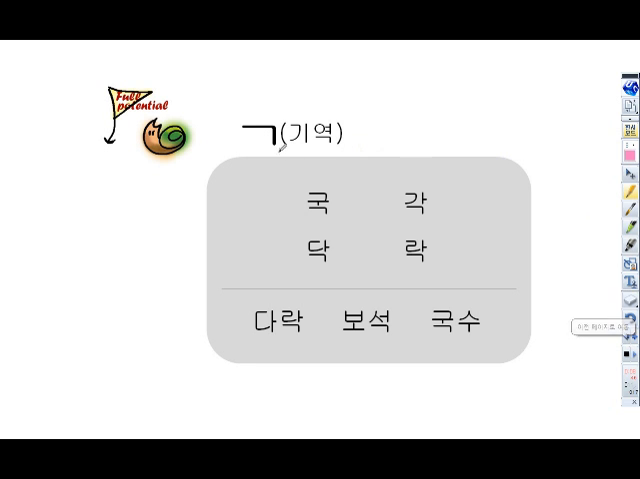This is 기역. If this consonant comes at the end of the syllable, the sound becomes like this. 국, 각, 닭, 락. If they were English, the sounds would be like this. But in Korean, they are 국, 각, 닭, 락. Do you see the difference? Okay. These are 다락, 보석, 국수.